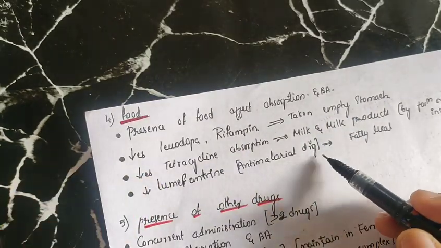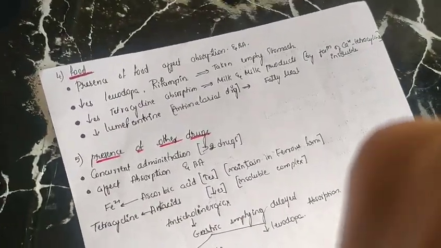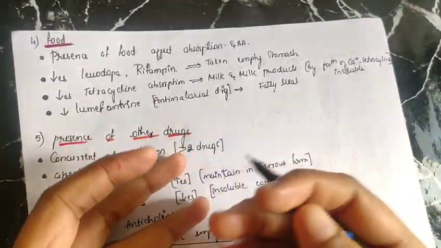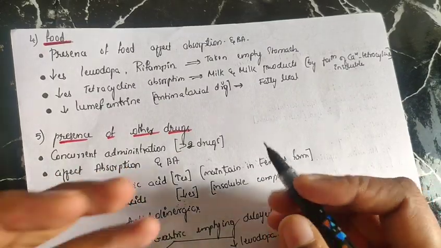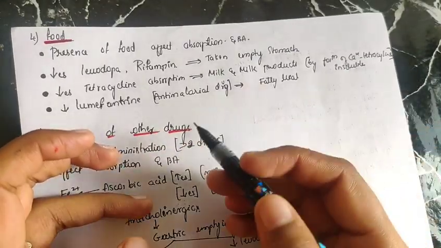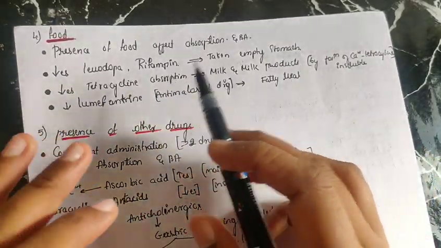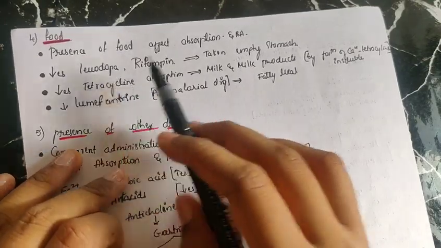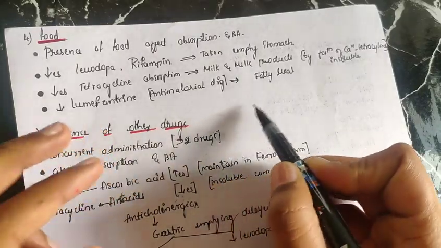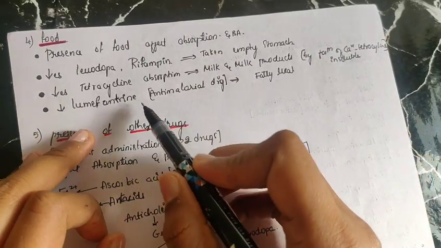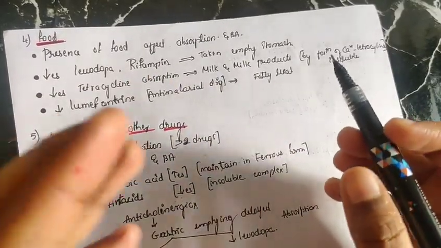And tetracycline, if you take milk products and then take tetracycline, it decreases the absorption of tetracycline, because milk contains calcium which combines with the tetracycline and forms complexes, which reduces its absorption. So during the administration of tetracycline, we should not take milk or milk products. And with a fatty meal, the absorption of lumefantrine, which is an anti-malarial drug, decreases.